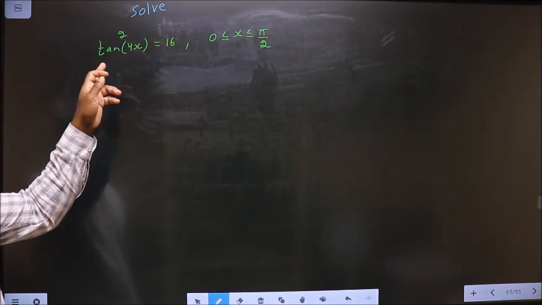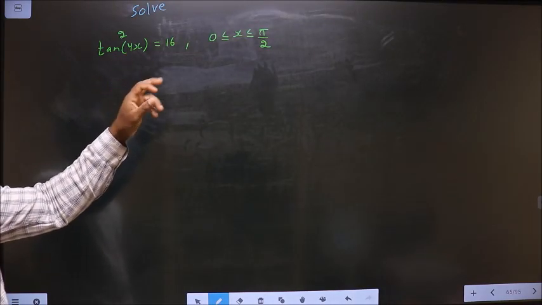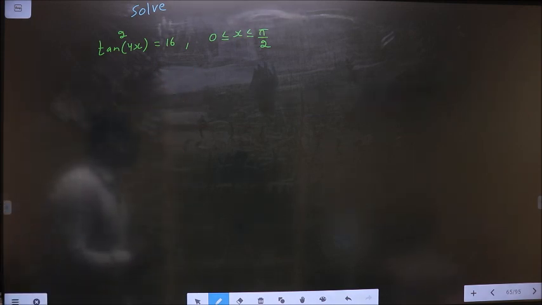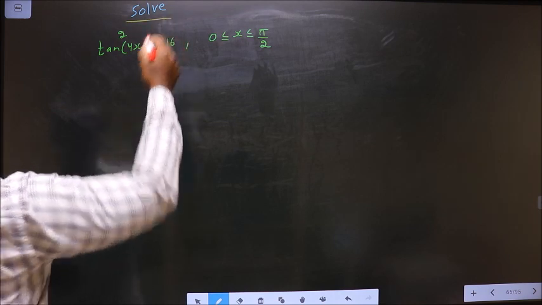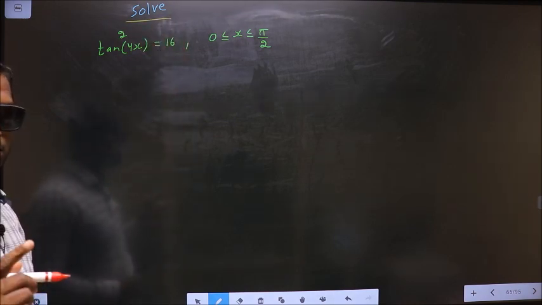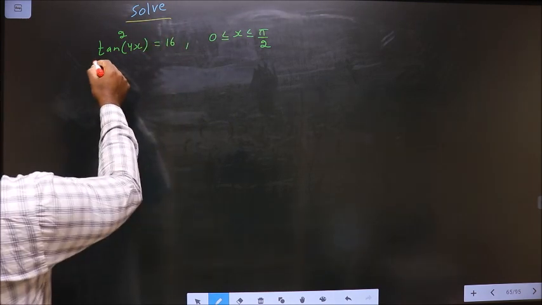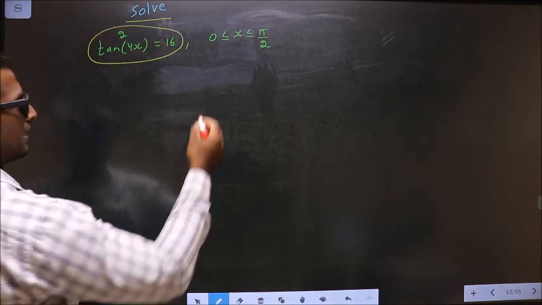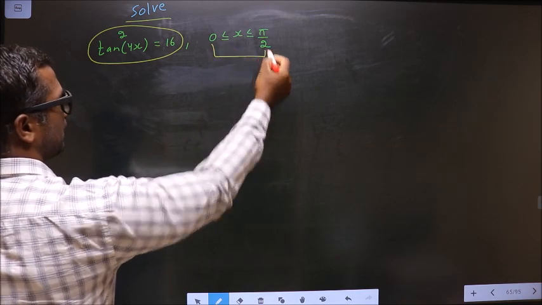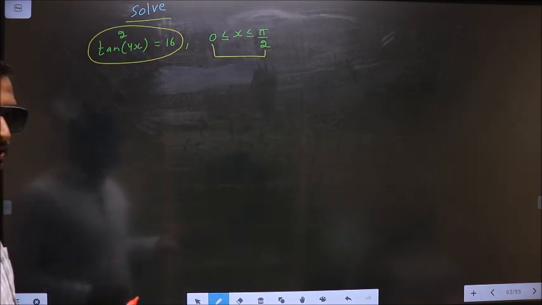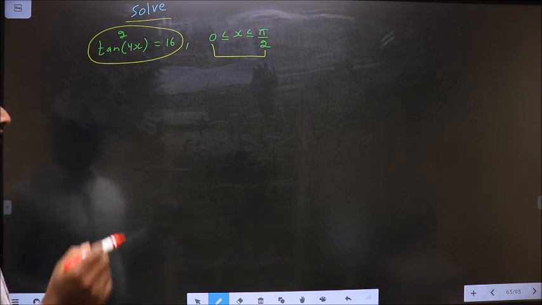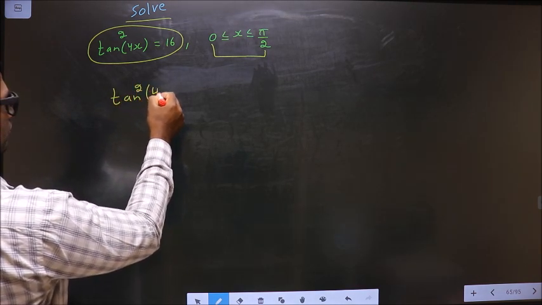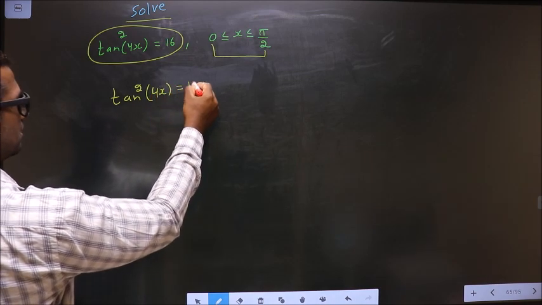Solve tan squared 4x equal to 16, where x lies in the interval 0 to pi by 2. Here they told you to solve, so you should find the values for x satisfying this equation, and also it should lie in the interval 0 to pi by 2. First, the given equation is tan squared 4x equal to 16.